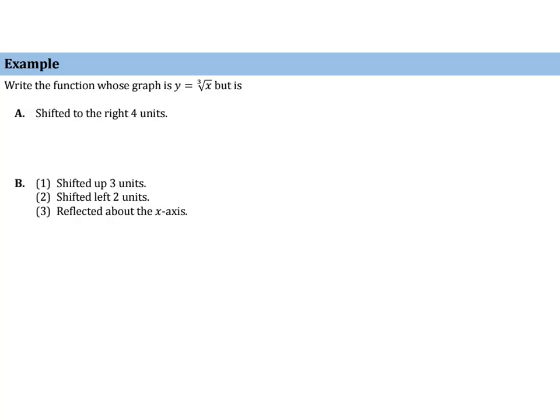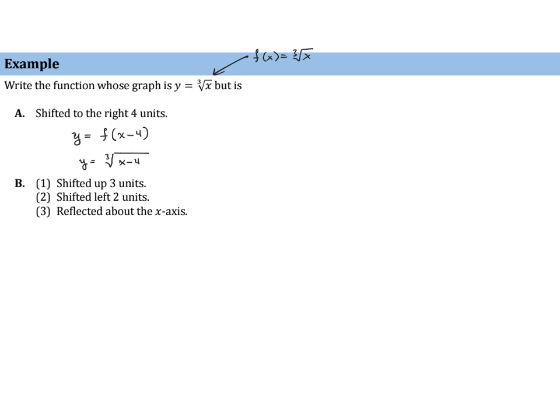So let's take a look at this example. Here we know that the function is y equals the cube root of x, but we're going to move it first in part A, just 4 units to the right. So that's not bad. If I want to shift, let's call this f of x equals the cube root of x, then y would equal f of, and if we want to move it 4 units to the right, I need to subtract 4 units from the input. So y would equal the cube root of (x minus 4).